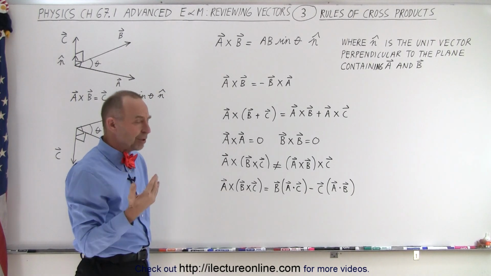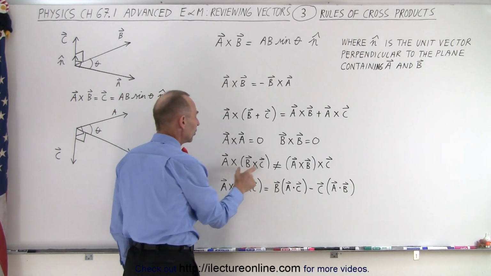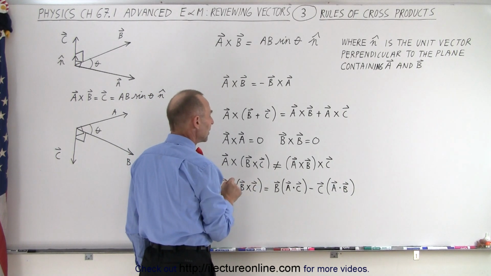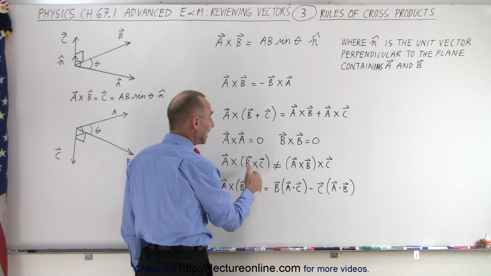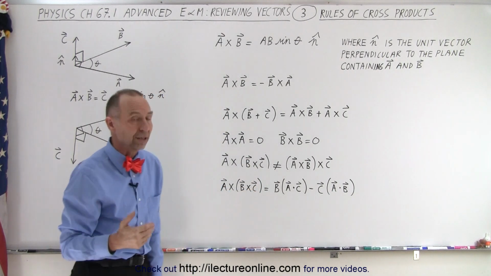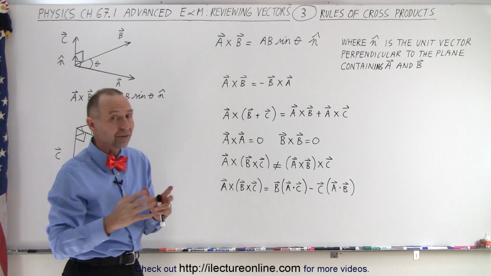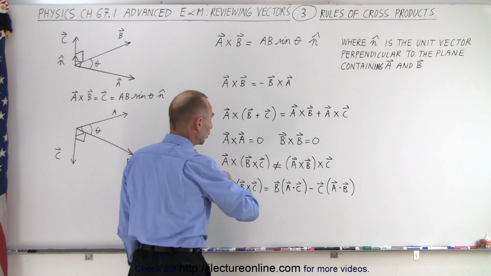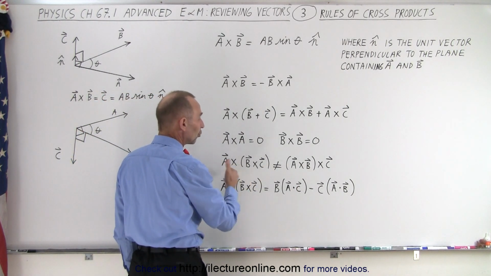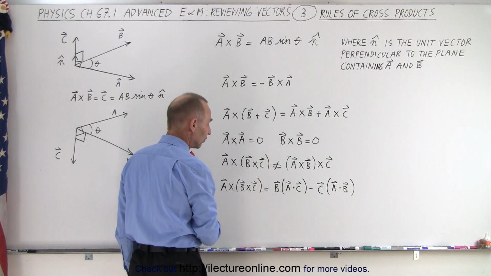But what if we have three vectors? We have A cross the cross product of B cross C. Can we simply take that and do A cross B first and then cross C? And the answer is no, not always. There are cases where it is the same and there's cases where it's not the same. So you cannot conclude that you can use the associative property when you have vector products.